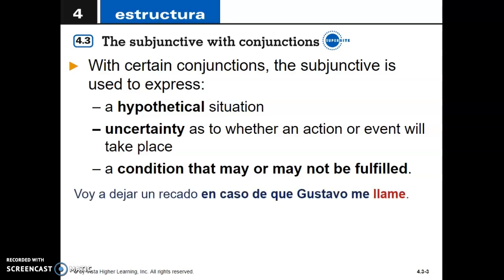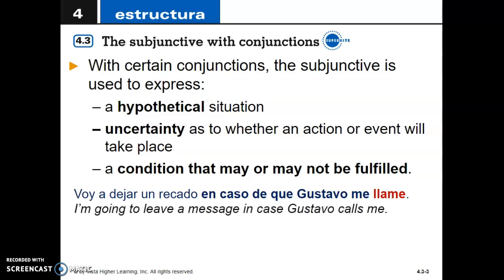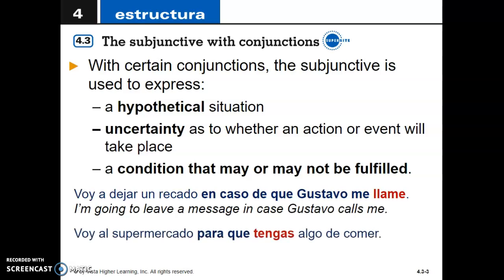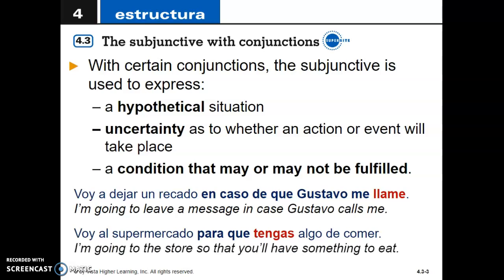Here's a couple examples. Voy a dejar un recado en caso de que Gustavo me llame. So I'm going to leave a message in case Gustavo calls me. I'm not really sure if Gustavo's going to call me or not, but in case he does, I want him to know X, Y, or Z. Voy al supermercado para que tengas algo de comer. I'm going to the store so that you'll have something to eat.